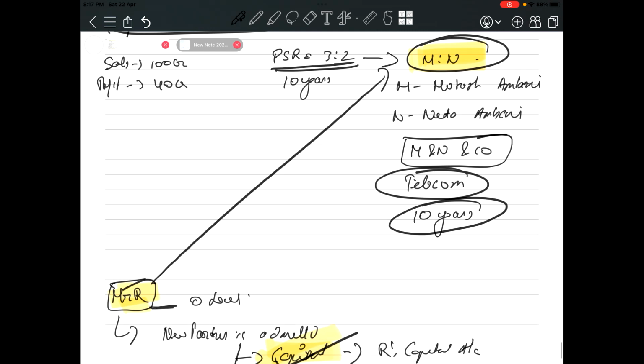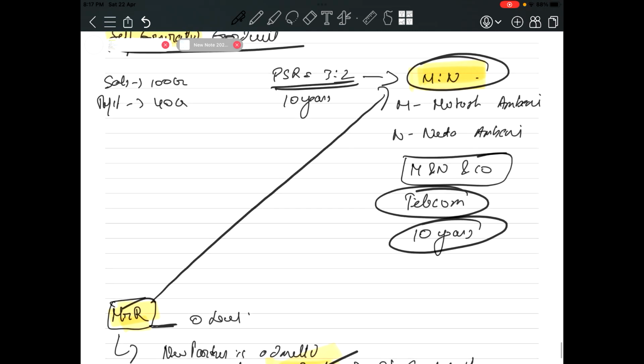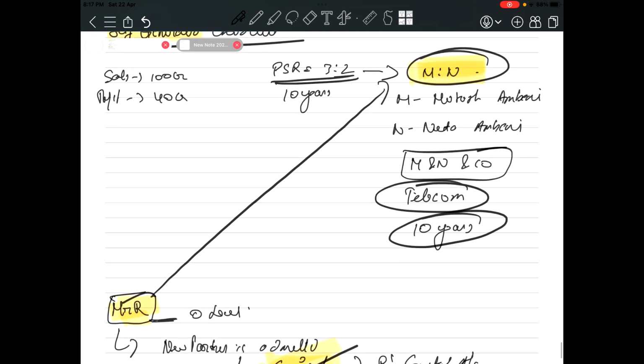Now, Mr. R is a fresher, just entering the partnership firm. Once he joins the partnership firm, once he becomes a partner of Mukesh Ambani and Nita Ambani, Mr. R will be able to enjoy these profits.